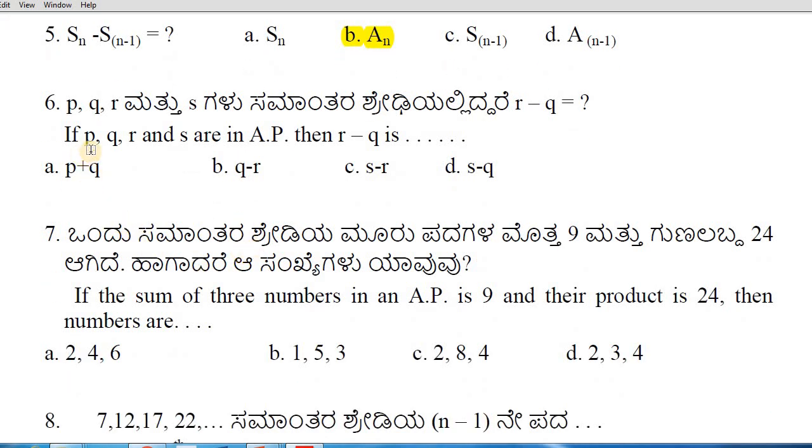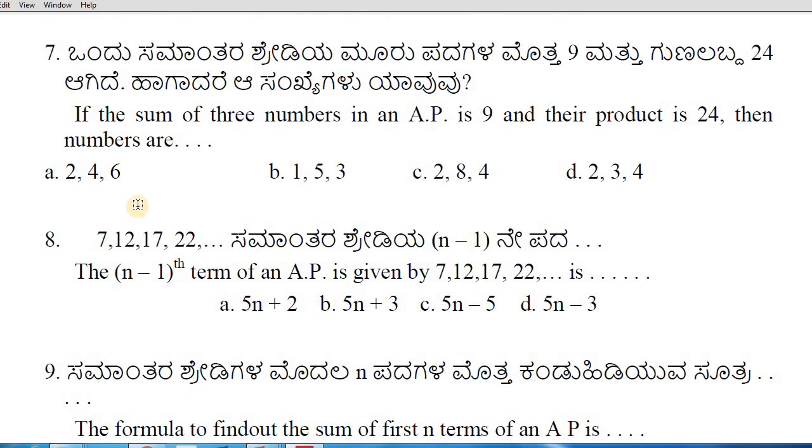Question number 6. If P, Q, R and S are in AP, then R minus Q is dash. Options are P plus Q, Q minus R, S minus R, S minus Q. Here the correct answer is S minus R, because R minus Q gives d, the common difference. Similarly, S minus R also gives the common difference, and the remaining options A, B and D never give the common difference.